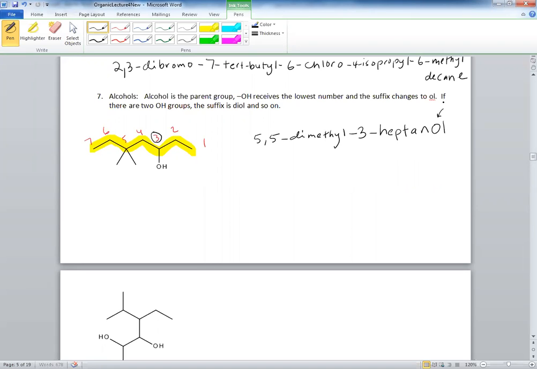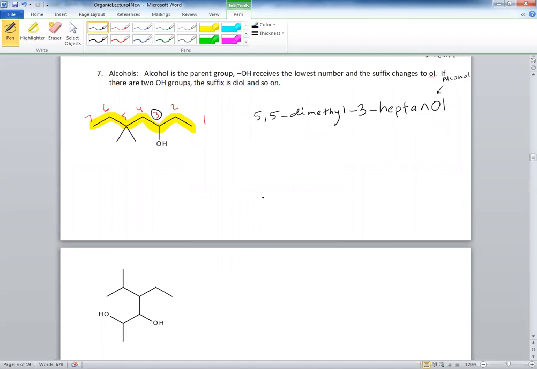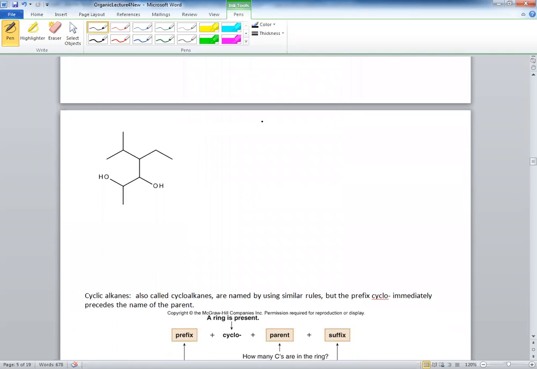This indicates that we have an alcohol. Otherwise, if we just kept it as an alkane, heptane, then there's no alcohol. So that's the key here, you have to end with an ol. And that 3 tells us it occurs at the 3rd carbon in the chain. So you can pause and work on this one.